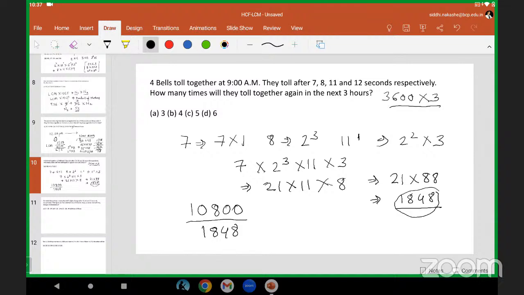That is 1848. So if you look at the options closely, let's consider this number to be 18. So 18 threes is somewhere around 54. So that's not possible because it's half the value. We want to find the maximum, like how many times it would have tolled in the next 3 hours. If you do 4, that is 72. So again, that's not possible. If you consider 5, 18 fives is somewhere around 90, and 18 sixes is again a number which will be more than 10,800. So the answer will be 5.